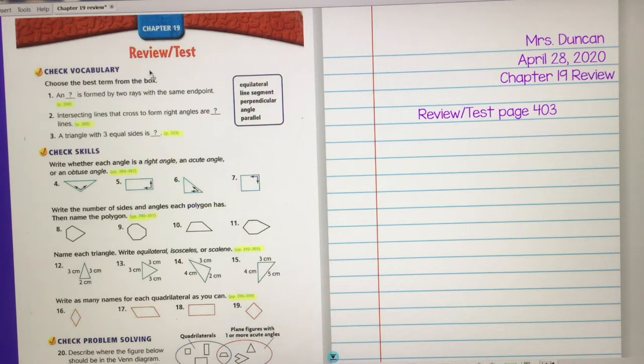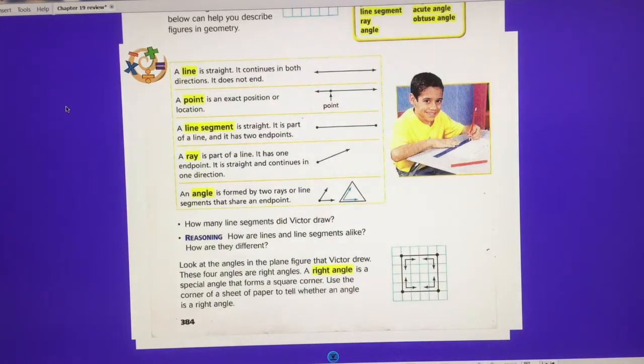Remember, vocabulary in our math book are highlighted words. So we have equilateral, line segment, perpendicular, angle, or parallel. For number 1, blank is formed by two rays with the same endpoint. And it tells us to go to page 384.